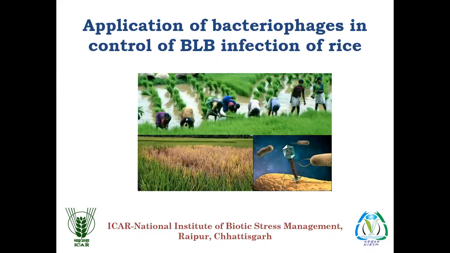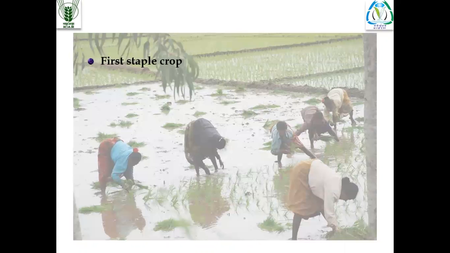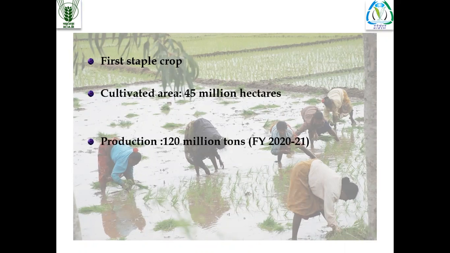In this video, we will discuss the application of bacteriophages in control of bacterial leaf blight infection of rice. Rice is the first staple crop of India and feeds more than 60% of the population of India. India has approximately 45 million hectares of land for rice cultivation, and the production of rice was 120 million tons in financial year 2021.